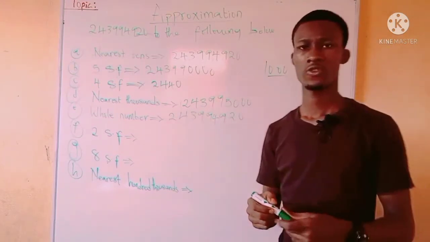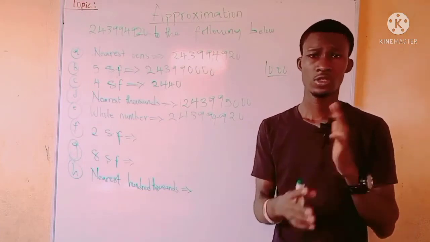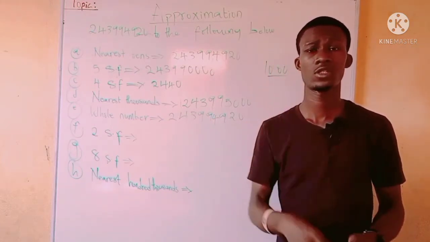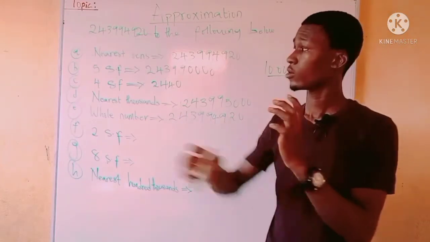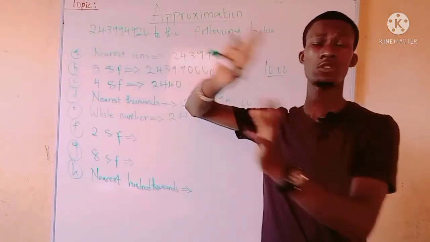Now over to two significant figures. How do we go about this? Two significant figures, we're going to count the first 2 digits that come in our whole number, and the first 2 digits are 2 and 4. The rest of the digits become 0.